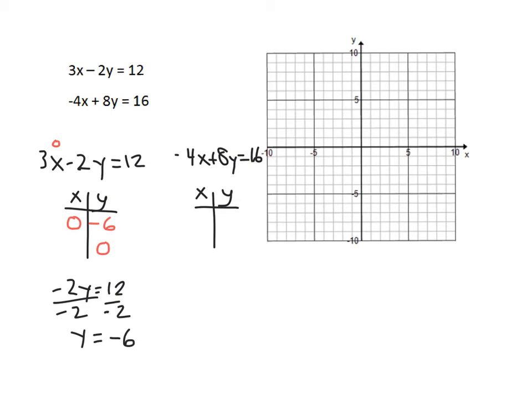And now we're going to go ahead and put a 0 in for y. So we're going to put a 0 in for y this time right here. Notice that 2 times 0 will be 0, so I'll just get rid of that right now. And now we have 3x equals 12. If I divide both sides by 3, I will get 4. I'm going to plot those 2 points. 0, negative 6 is negative 6 on the y-axis. And then 4, 0 is 4 on the x-axis. And again, we're going to draw our line.